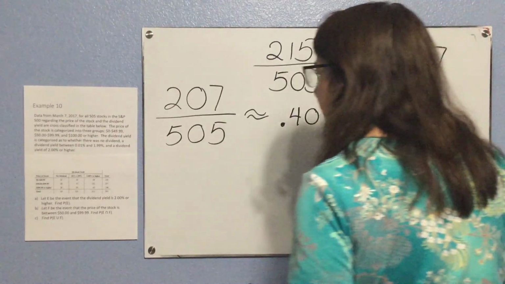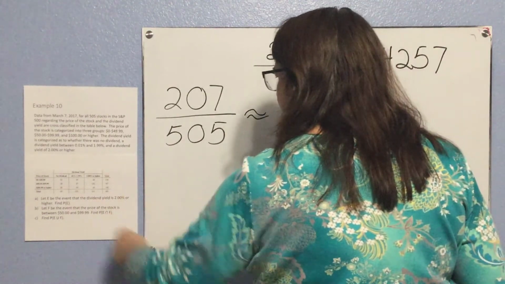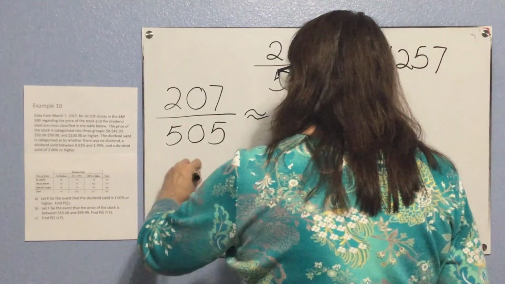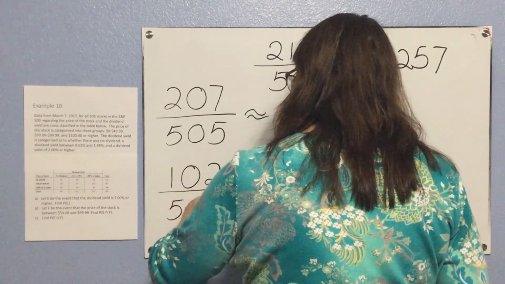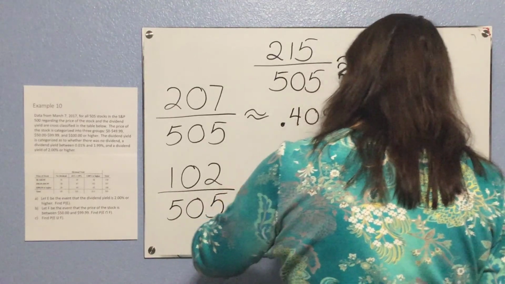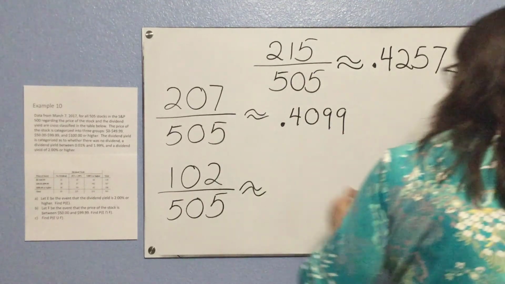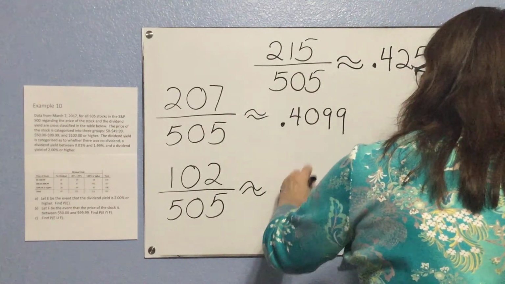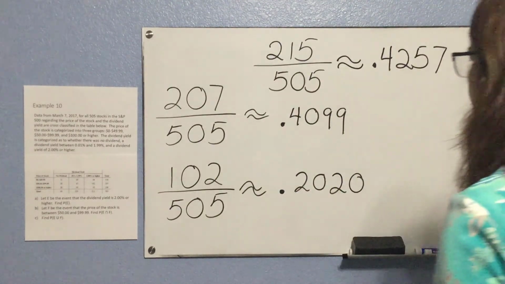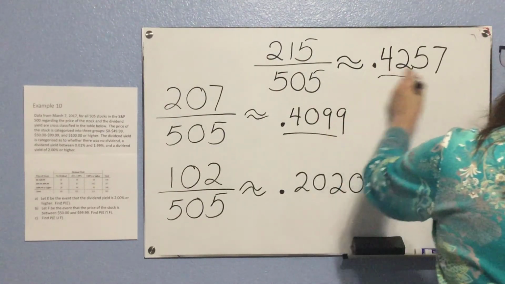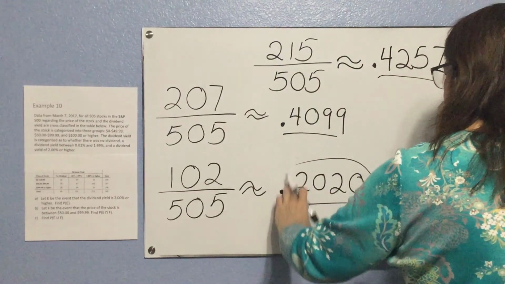And then we have to know what's the probability that it was in both this row and this column. There were 102 stocks there. So 102 out of 505 is going to be pretty close to 0.2. And they give us a number actually, 0.2020. So the intersection between this and this is going to be this, with the decimal point.